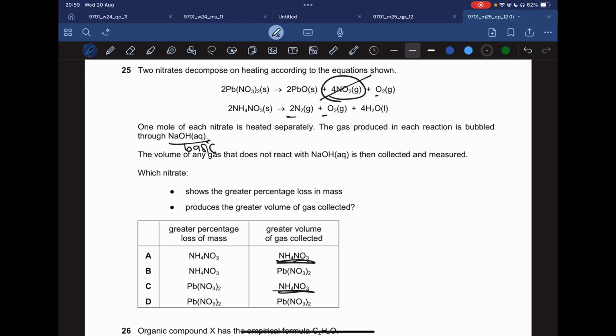For the greater loss in mass, you're saying that more is being lost from your lead nitrate. For your ammonia, you're losing all of this. This is all being lost as mass, right? So that means we are just looking at lead nitrate. Here you can see this is still left as a mass, but everything else here is already gone.